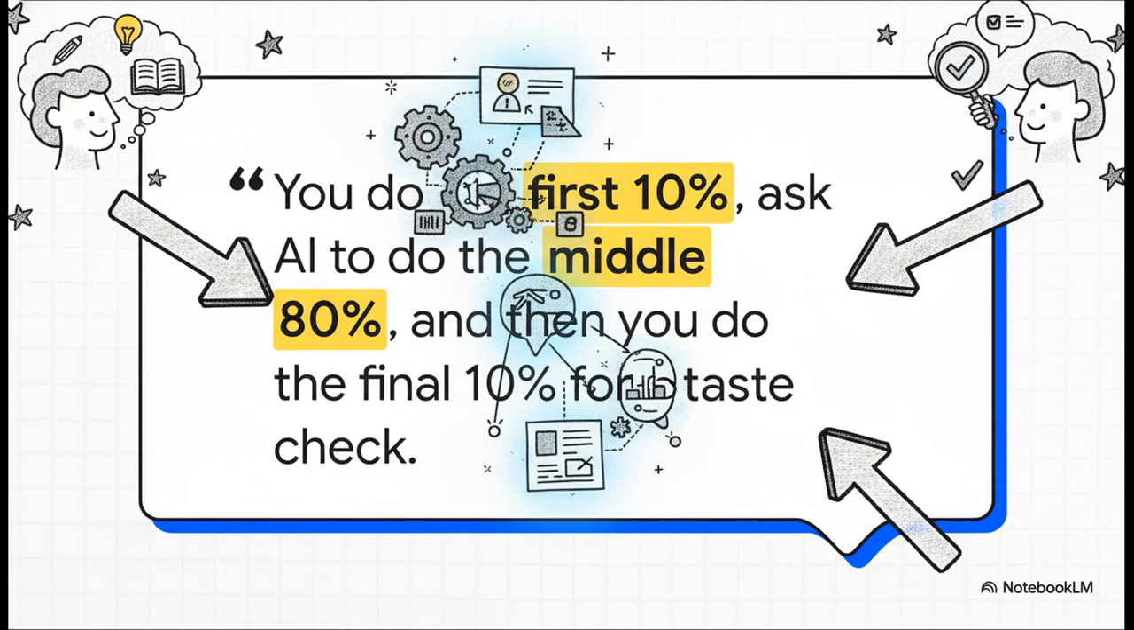And that 10-80-10 rule is really the core of it all. Here's how Ali Abdaal puts it. You are going to do the first 10% of the job, you're going to ask the AI to do the middle 80%, and then you're going to do the final 10% for a taste check. It's such a simple but powerful concept, right? You start it, AI does the grunt work, and you finish it. This ensures you're always in the driver's seat.